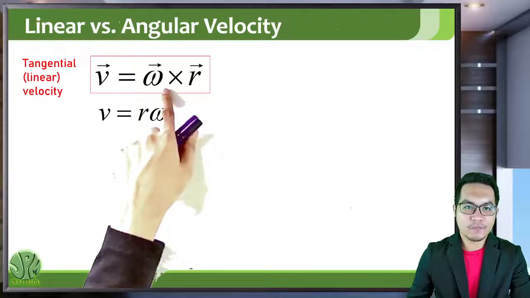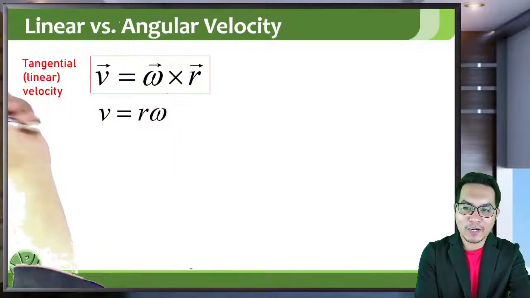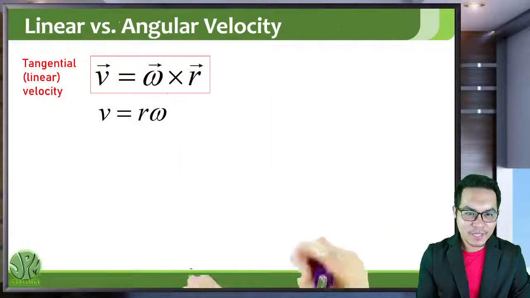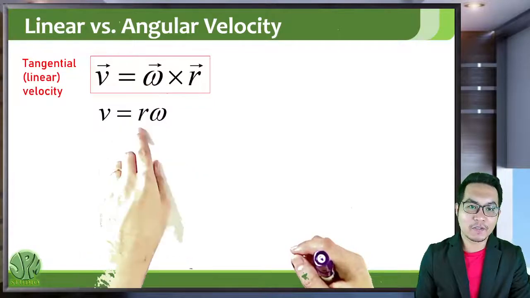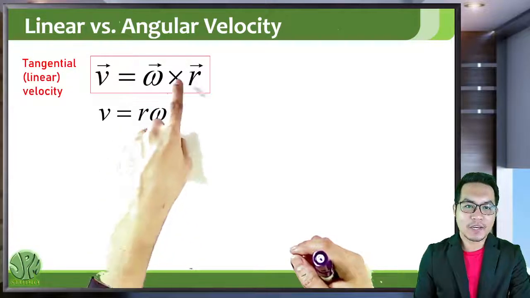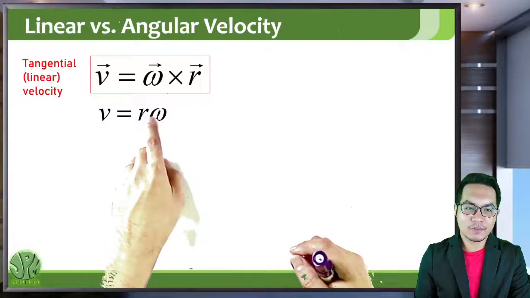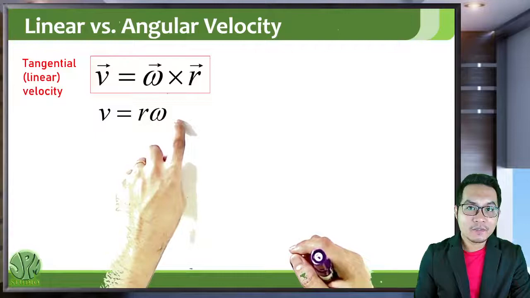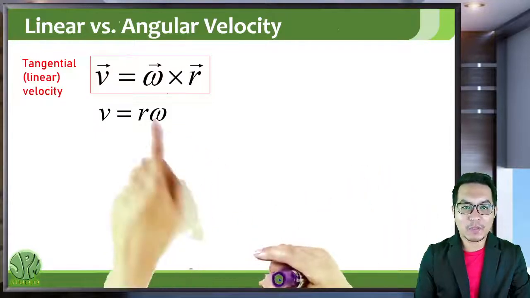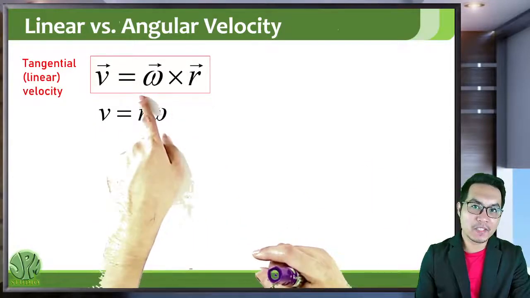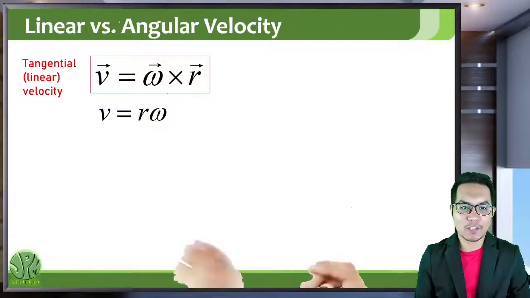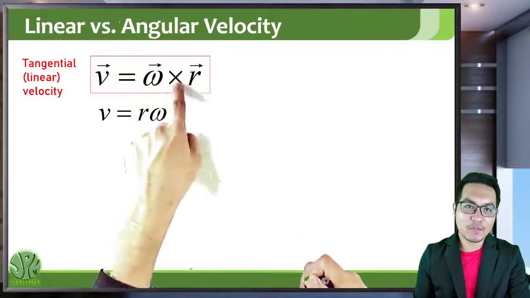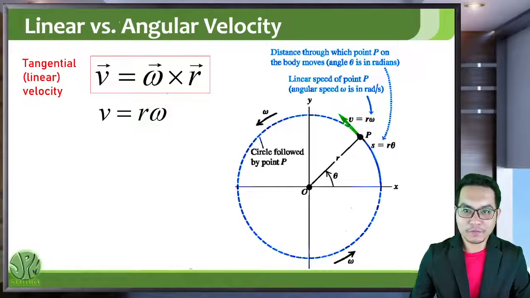So of course, the magnitude of a cross product, I forgot to emphasize this in the previous slide, is the magnitude of the first vector times the magnitude of the second vector, so omega and r, or r and omega, times the sine of the angle between them. So what's the angle between them? In this case, the angle between them is actually 90 degrees. Sine of 90 degrees is 1, so that is now the magnitude of this cross product.